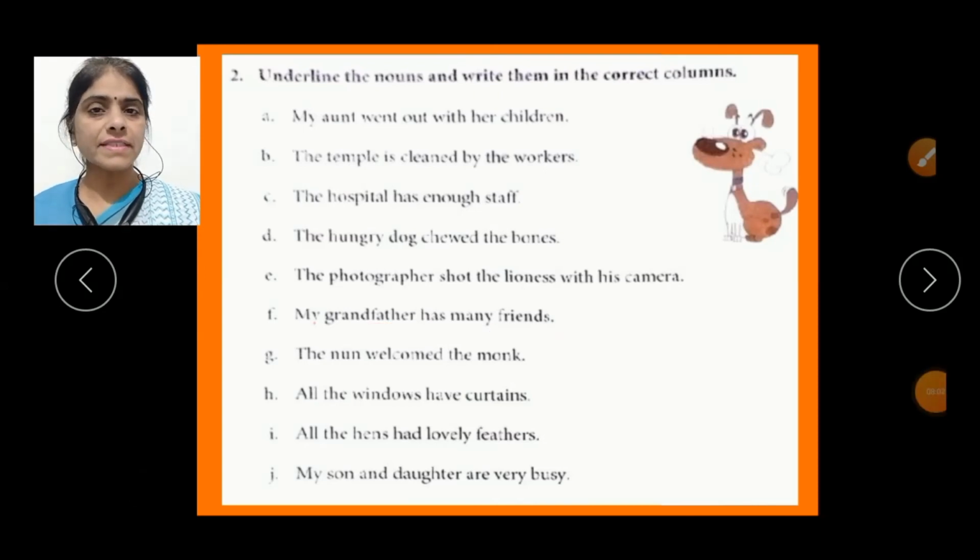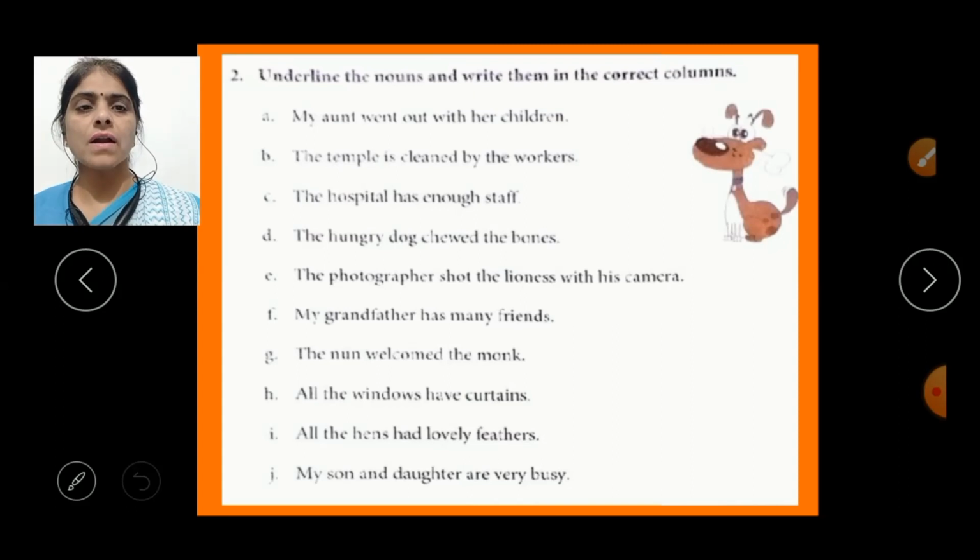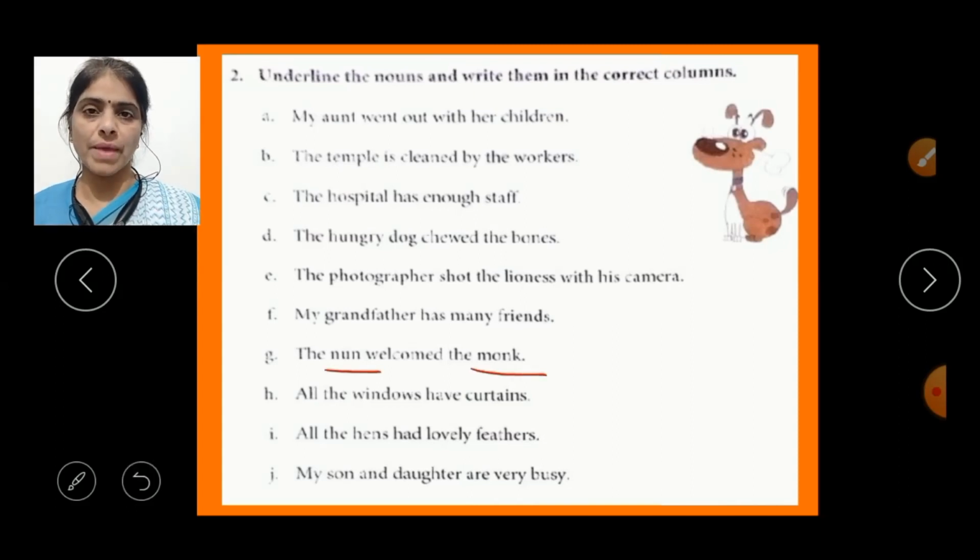After that, the next sentence is, the nun welcomed the monk. In this sentence, the nouns are nun and monk. Nun refers to female, so it belongs to feminine gender. And monk refers to males, so it belongs to masculine gender.